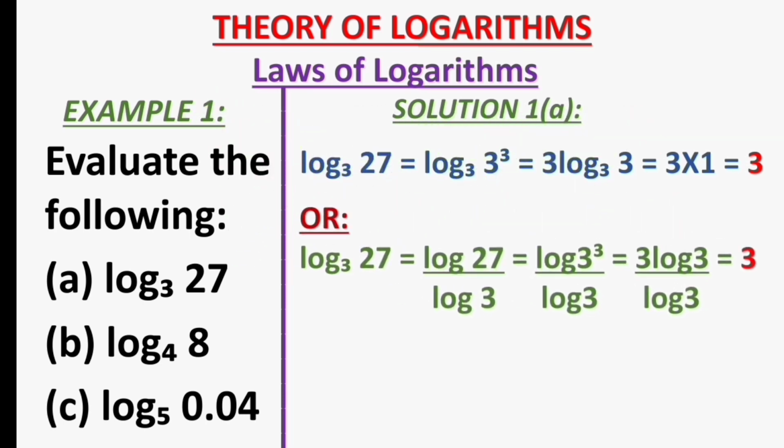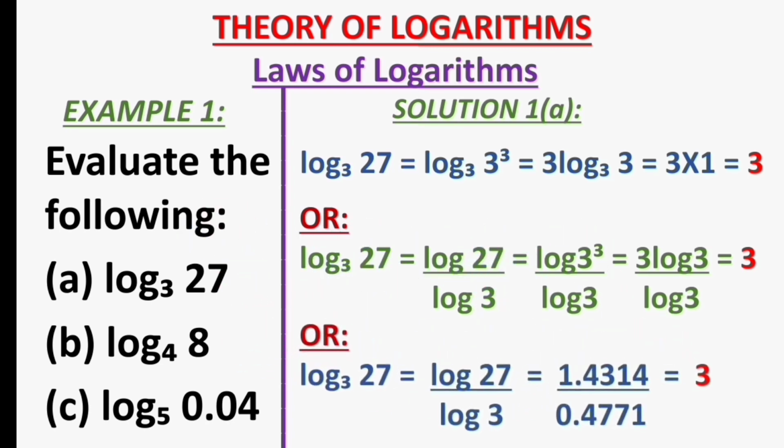Another way we can solve question 1a is to change the base of the logarithm. In other words, logarithm to the base 3 of 27 is equal to logarithm of 27 divided by logarithm of 3. When we simplify this, we will get logarithm of 3 raised to power 3 divided by logarithm of 3, which is equal to 3 multiplying the logarithm of 3 divided by the logarithm of 3. When we divide both logarithm of 3 in the numerator and denominator, our answer to question 1a is equal to 3.